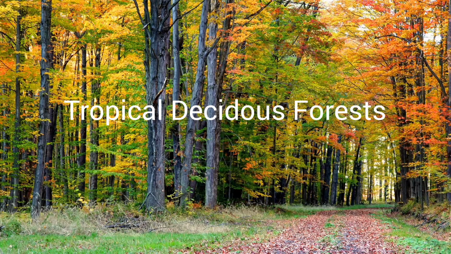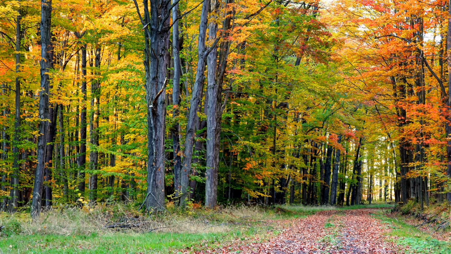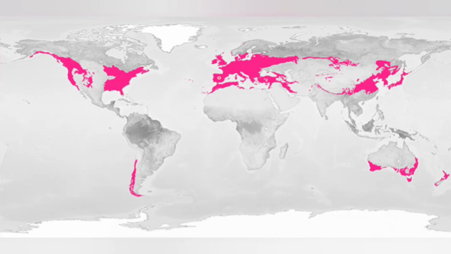Hello everyone, today we will be talking about tropical deciduous forest, which are also called tropical monsoon forest, which are found in the tropical zone. The tropical zone lies between the two tropics, the Tropic of Cancer, that is 23.5 degrees north, till the Tropic of Capricorn, which is 23.5 degrees south. The distribution of tropical deciduous forest is as such.